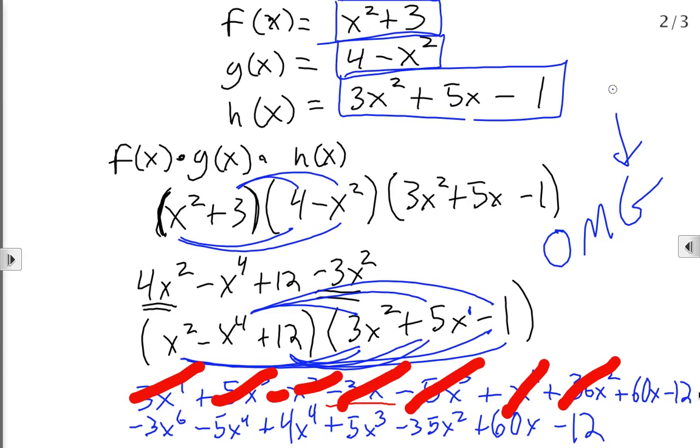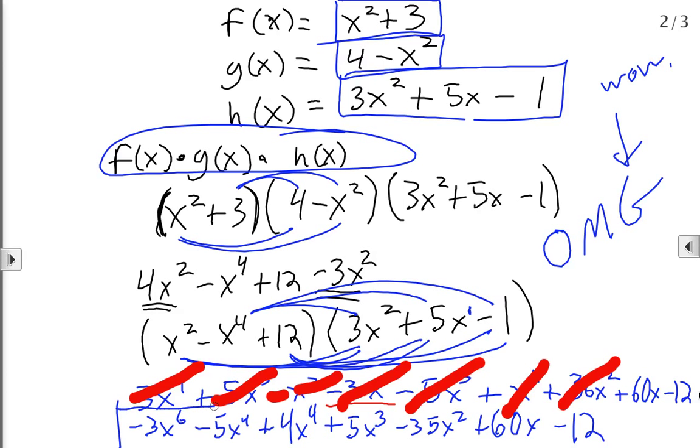Oh my goodness. All right. So anytime you have to multiply 3 functions together, it's not that any one step is hard. It's just distributing and combining like terms. It's just that there's a ton of terms to distribute, a ton of like terms to combine. But we got it. We did it. All right. Good luck with that one.